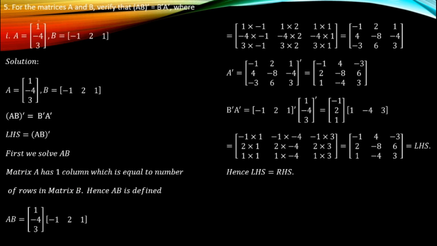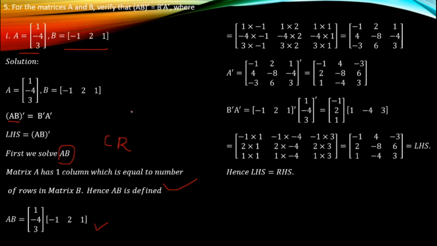Next, fifth question: for matrices A and B, verify (AB)' equals B'A'. Again this is a property of transpose. So here we have two matrices. First we'll find the LHS, (AB) whole dash. Before finding the transpose, we'll first find AB, the product of A and B. For finding the product, what do we check? The order, right? We check whether the column of the first matrix and the row of the second matrix are equal. It's equal, so AB is defined, and we multiply.